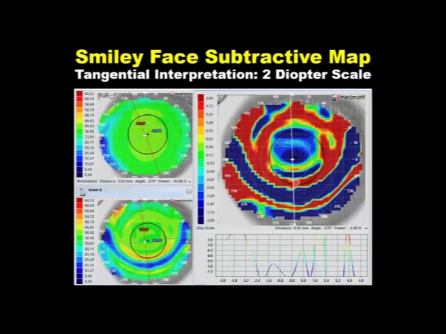When we switch over to the tangential map, we see a red ring decentered high in relationship with the pupil. So again, RGP lenses that ride high are typically flat. RGPs that ride low are typically steep. We're seeing with the smiley face a high riding lens. So we need to tighten up the alignment zone of the lens to bring it down.